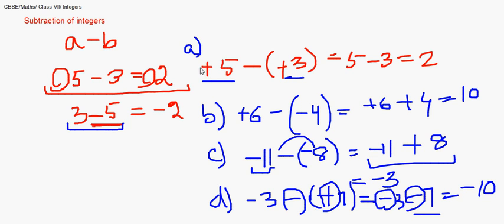Now we'll take up a few questions to understand it better. It says subtract 6 from 18. So it is 18 minus 6. It says 6 from 18. So it's simply 6 from 18, that gives you 12. It's a simple subtraction.